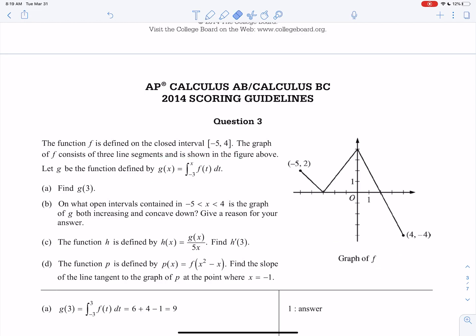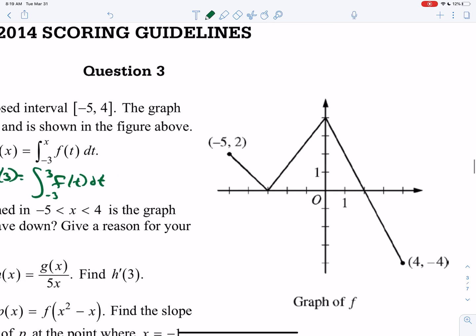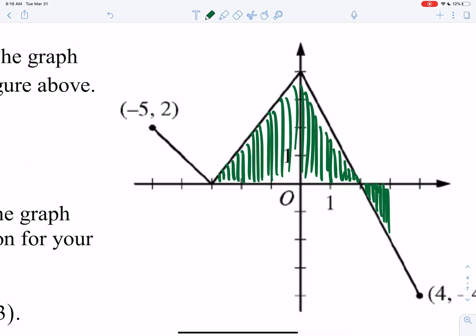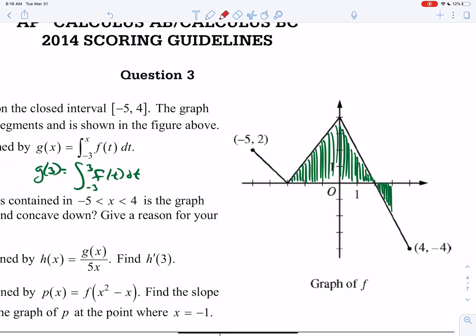So first part, they want us to find g of 3. Okay, so I have g of x here. So g of 3 is just the integral from negative 3 to 3 of f of t dt. What does that mean? When you integrate f, you're really finding the area under the curve, negative 3 to 3 in this case. So from negative 3 to 3, at the very top, you could split it into two triangles or just see it as one big triangle there, just like that.